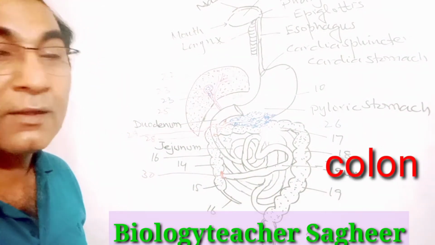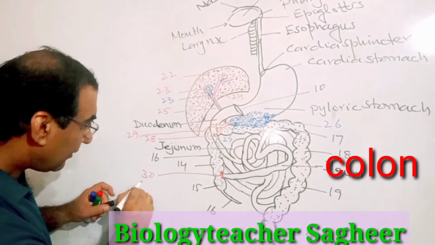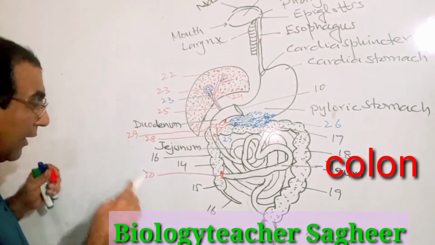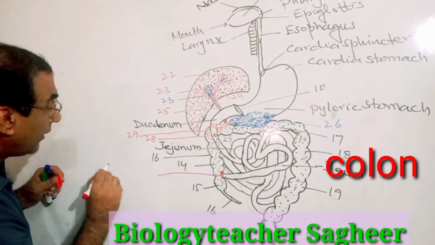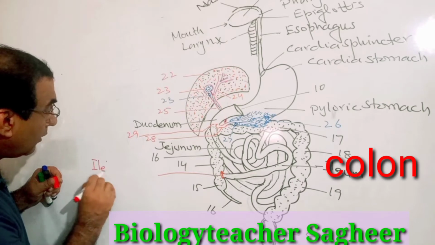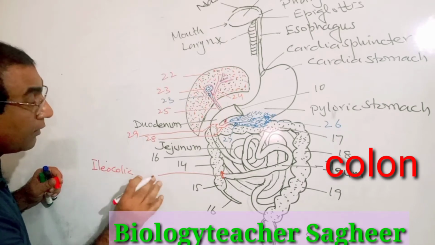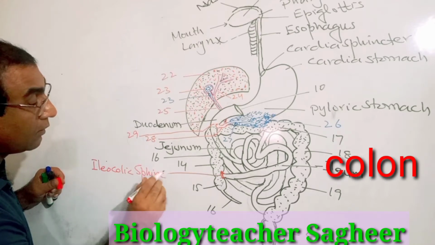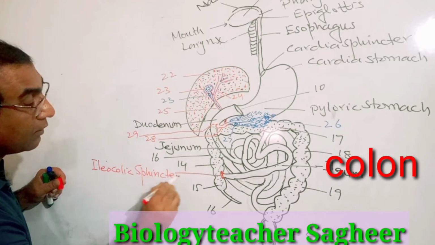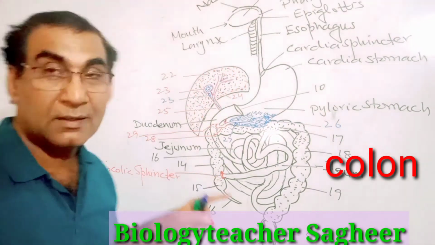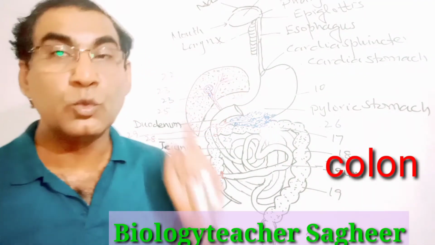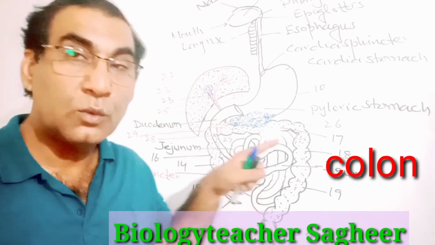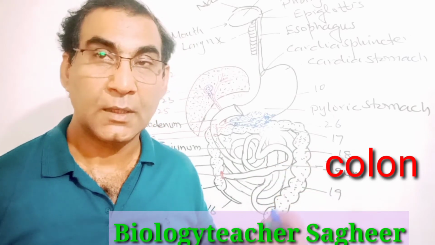It cannot go back. Why? Due to the 30th part, which I have labeled here. The 30th part, it is what? Ileocolic sphincter. Okay, this sphincter doesn't allow the backward movement of the food material from the colon into your ileum, right?